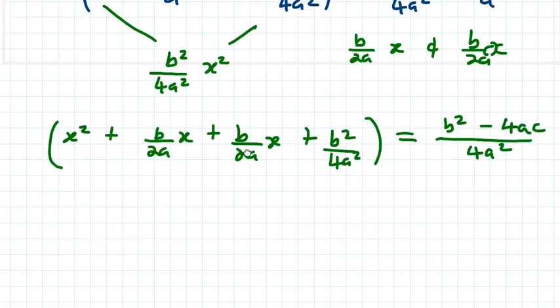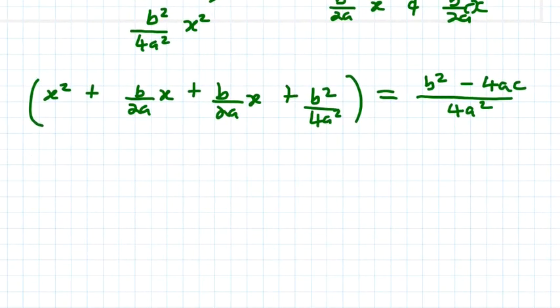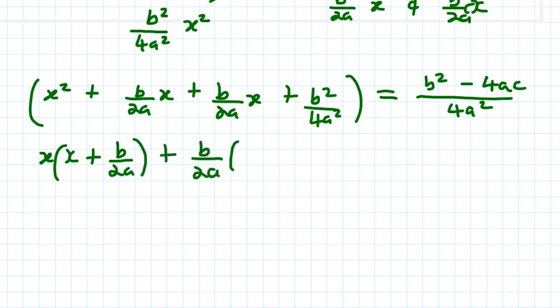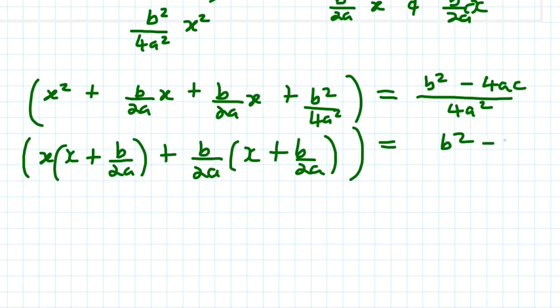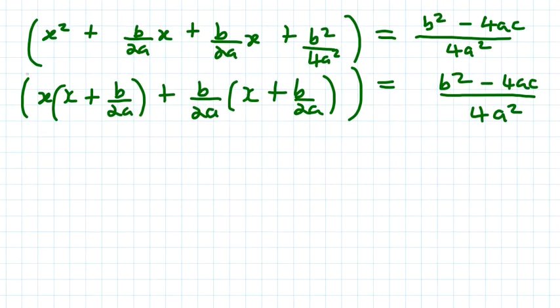Okay, so let's factorize this part. When you are factorizing, you get the common term out, which is x, and the uncommon terms remain in the bracket. And here the common term is b over 2a, and the uncommon terms also remain in the bracket. If you want to make sure that you factorize the correct way, you can simply expand and compare with the previous terms, and if they give you the exact same result, it means you've factorized correctly.